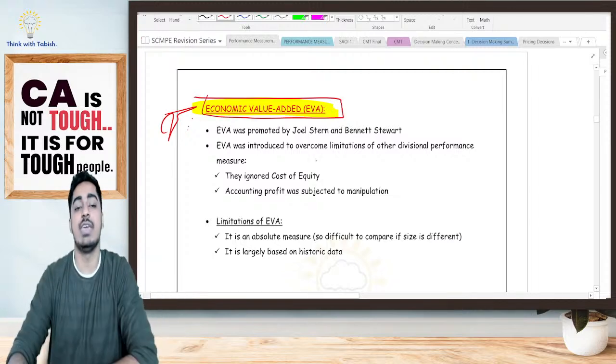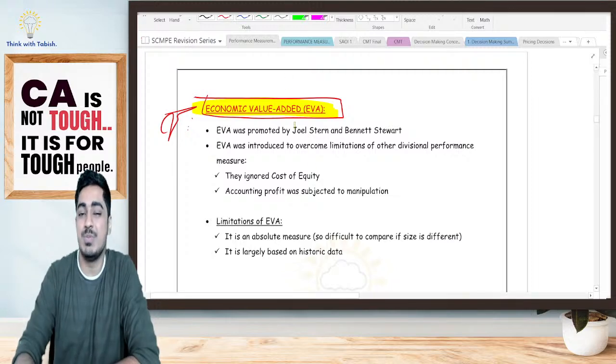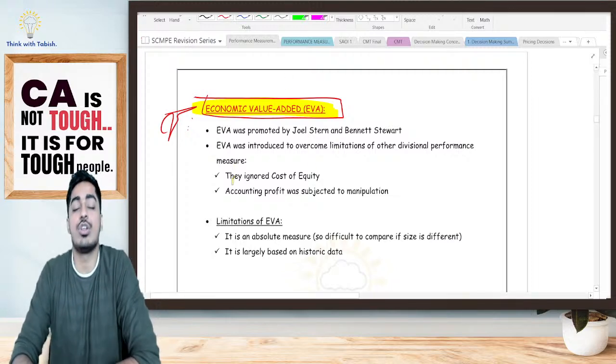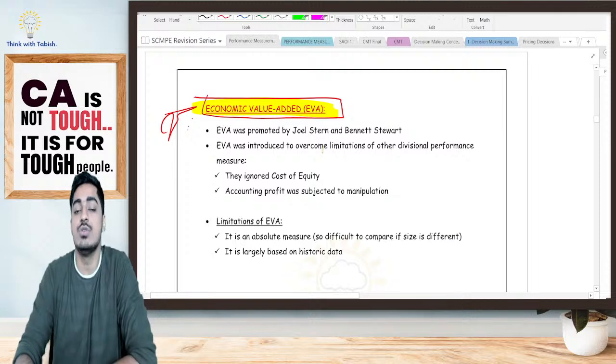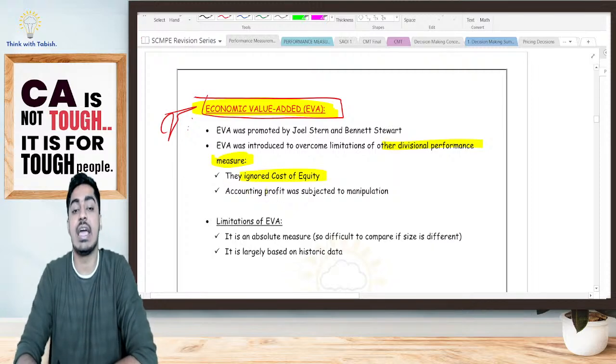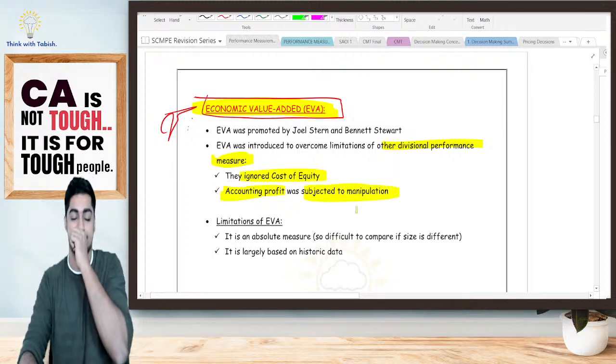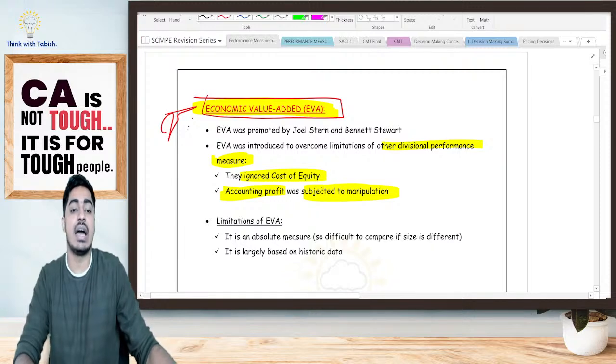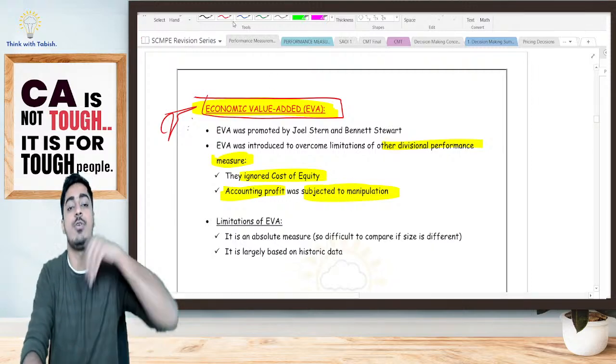Now, EVA as a concept was promoted by two people, not important. Why was economic value added introduced? It was introduced to overcome limitations of other performance measures, that is, they ignored cost of equity and accounting profit was subject to manipulation. In our other performance measures, some issues were there. What were the issues, my dear students? They had ignored cost of equity.